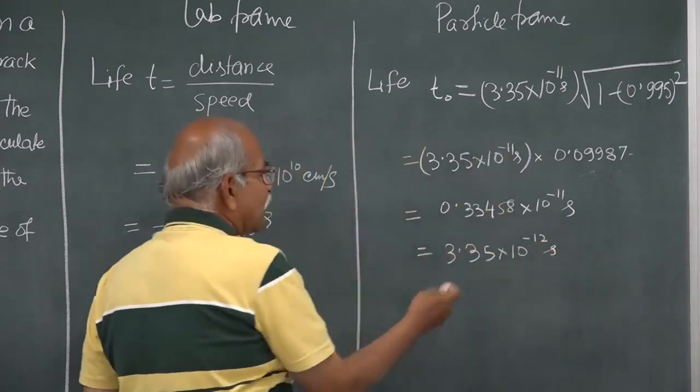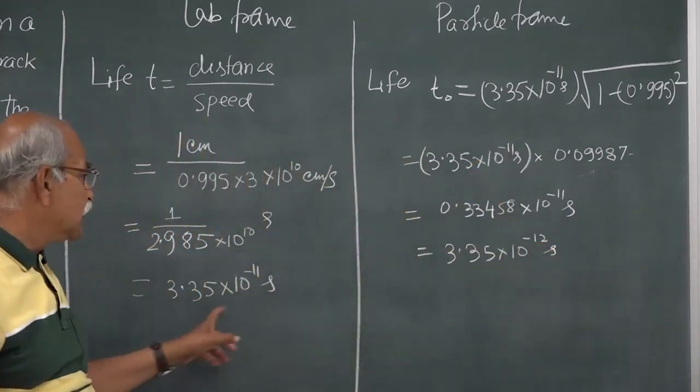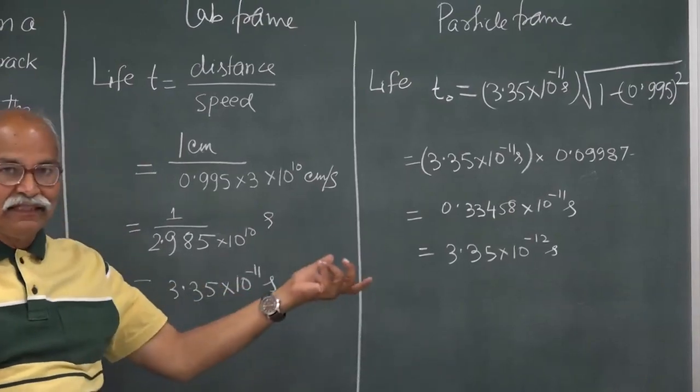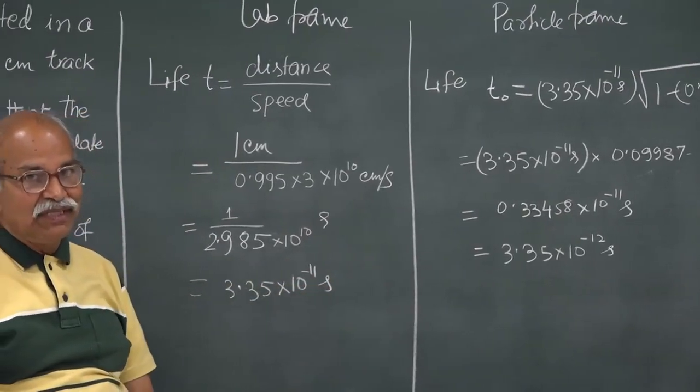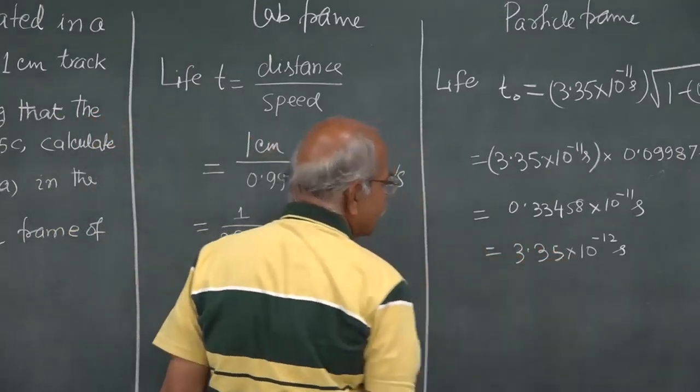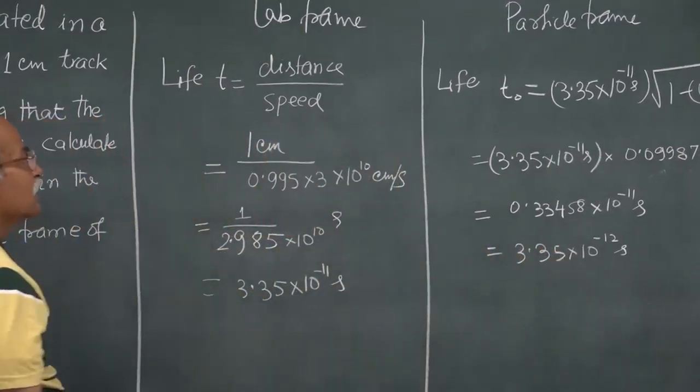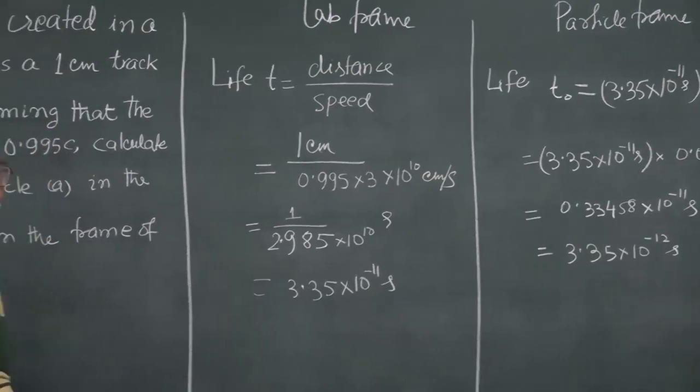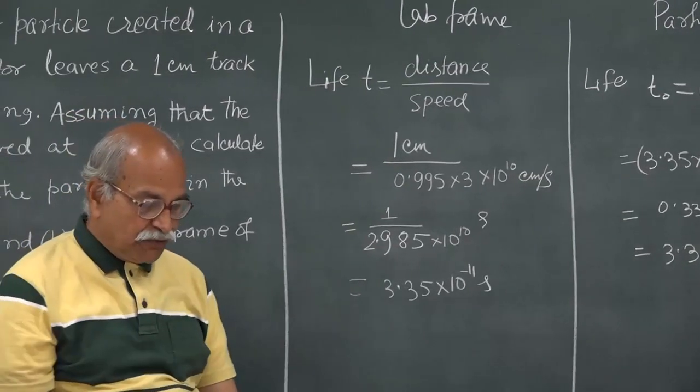So, almost a factor of 10. If you see here and you see here, it is a factor of 10. So, this proper time interval is 10 times smaller than this. Okay. So, let us go for the next question.